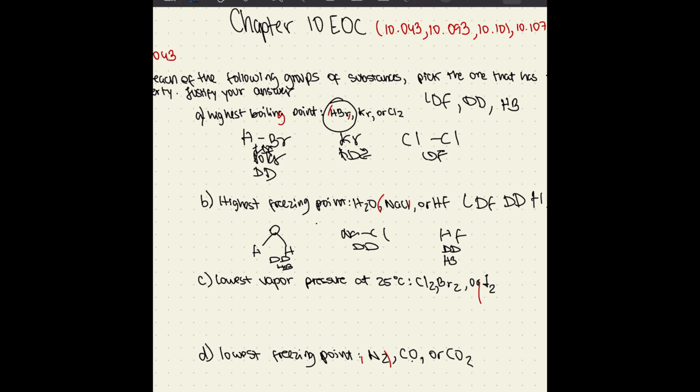The difference between the three is that NaCl is strongly ionic. The attraction between the Na and the Cl is stronger than in water or HF. So it's going to be NaCl.